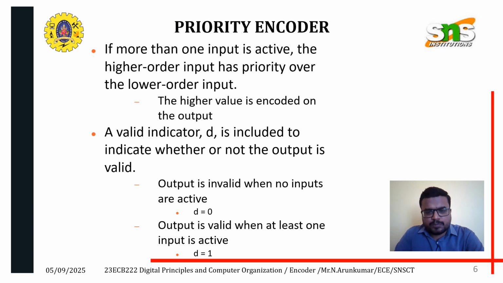Priority encoders. Suppose I want to select any other bit as the first order; then I am going to use the priority encoder. The priority encoder is generated based on the number of ones generated in the output. If d equals 1, the output is valid when at least one input is active, and if it is 0, the output is invalid because no input is active.